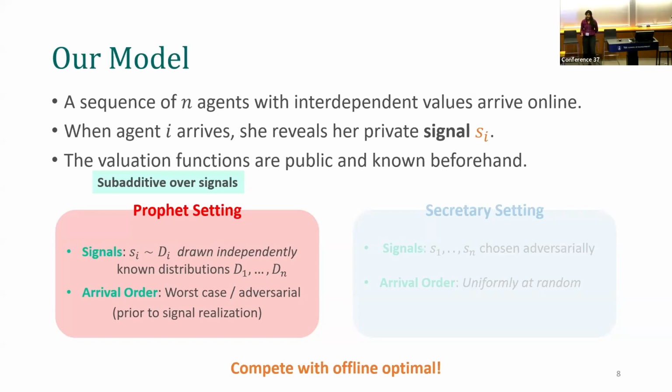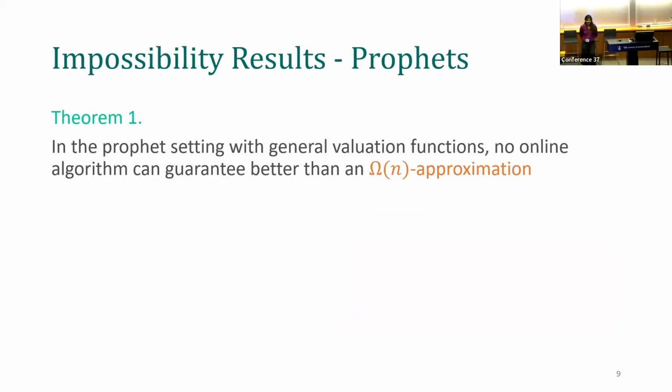So I'm going to start with some bad news in the profit setting. It turns out that when we have subadditive valuations but are not making any other assumptions, no online algorithm can get better than an Omega(n) approximation. I can show you a simple hard instance where the optimal is at least an n factor better than any online algorithm. I'm going to do this just in this one slide. It's a very, very simple instance. I hope I'm going to convince you in one minute.